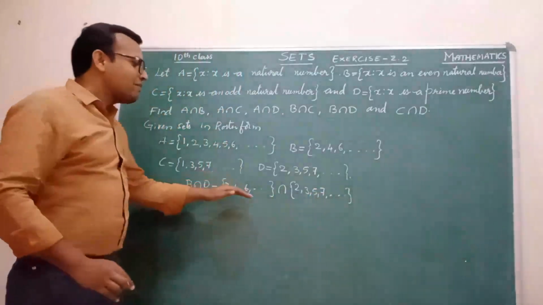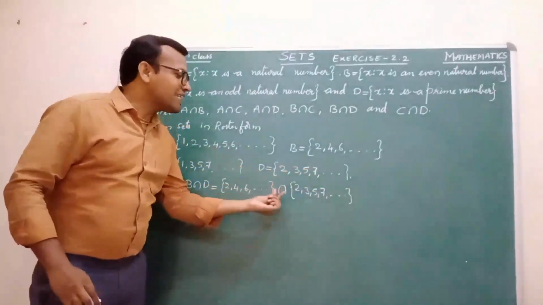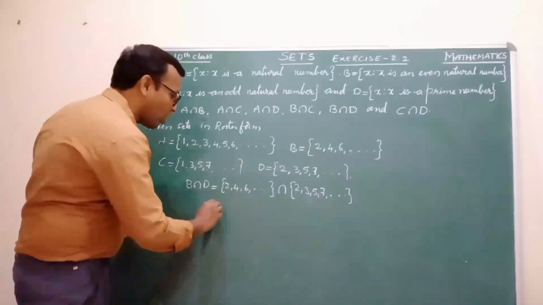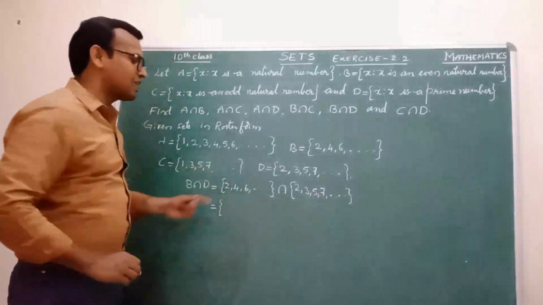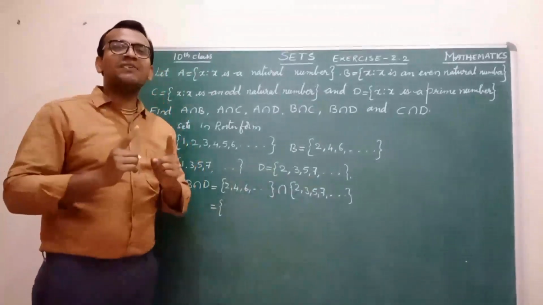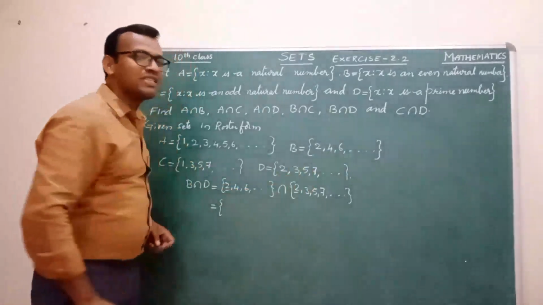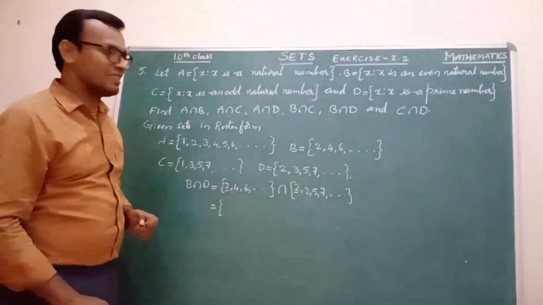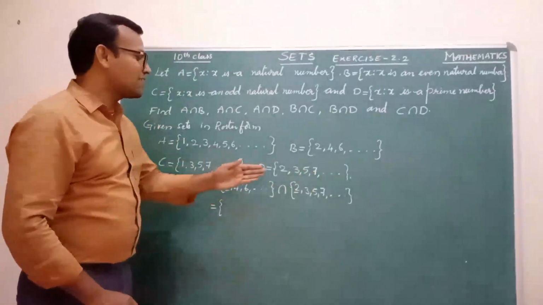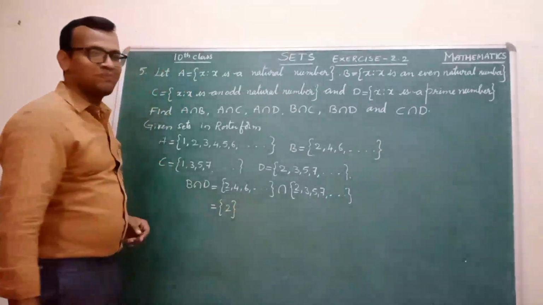Now, even numbers and prime numbers. What is the intersection? It means the common elements in both even and prime. We know there is only one even prime, that is 2. So 2 is the only element in common from these two sets. No other element will be common. So it will be the set {2}.